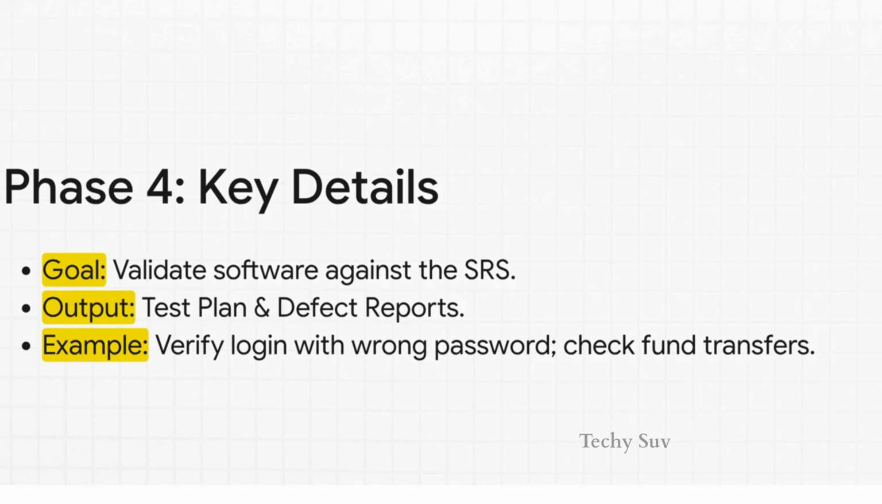The tester's job is to go all the way back to phase 1. They take that original SRS document, the project Bible, and they systematically check if the software we just built meets every single one of those requirements. They'll try logging in with the right password, the wrong password. They'll make sure that when you transfer $50, your balance actually goes down by $50. Anything that fails gets written down as a defect that needs to be fixed.